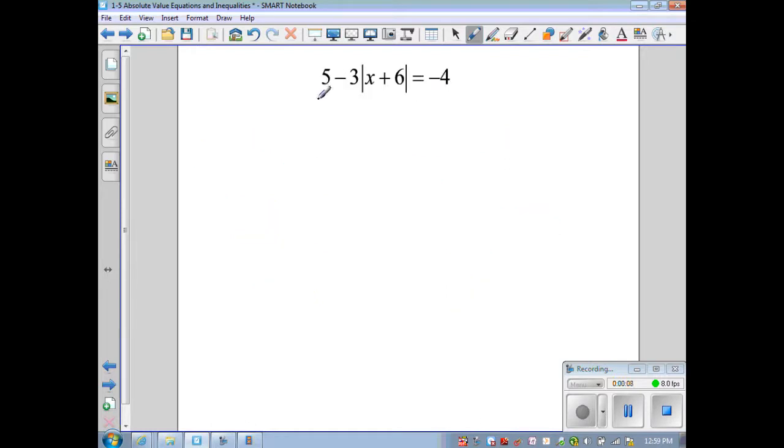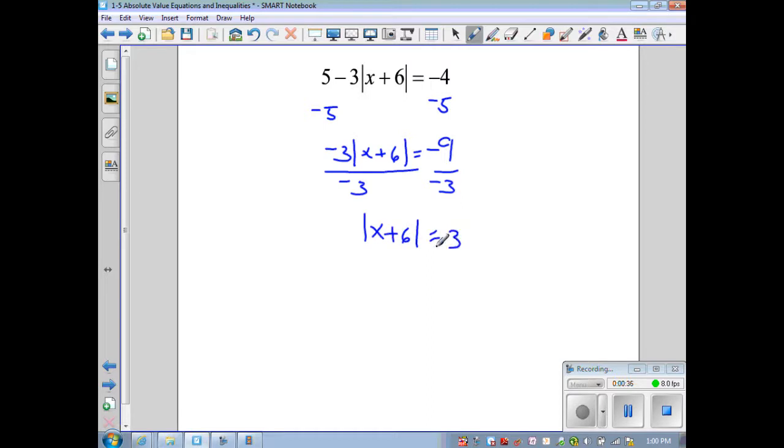Our next example, copy the problem. Then we want to isolate the absolute value on one side of the equation. Let's do that by subtracting 5 on both sides. That gives me a negative 3 times the absolute value of x plus 6 equals a negative 9. Divide by a negative 3. The absolute value of x plus 6 equals 3.